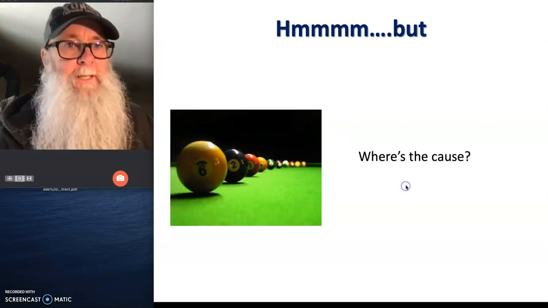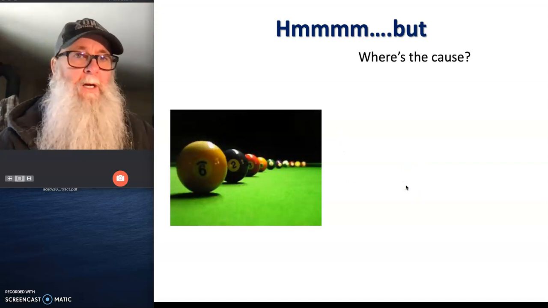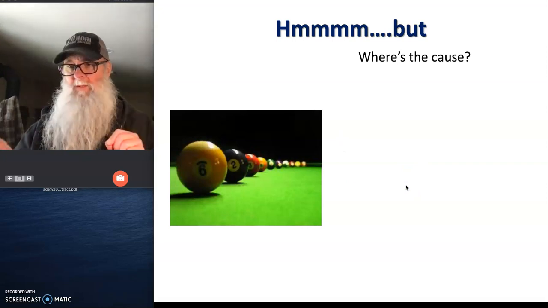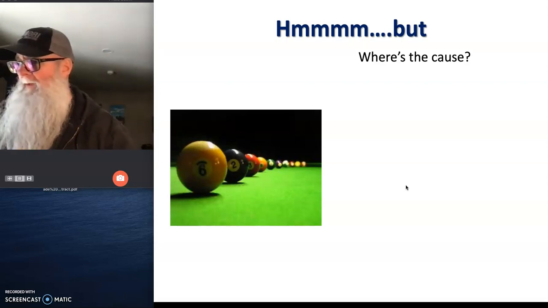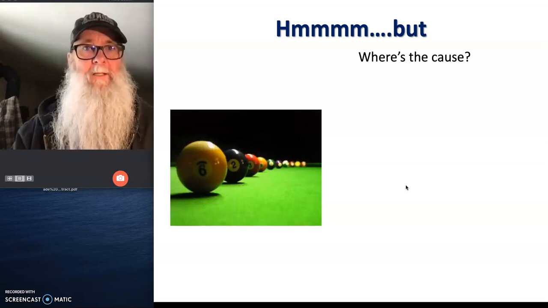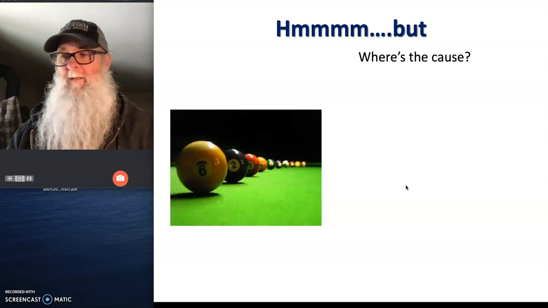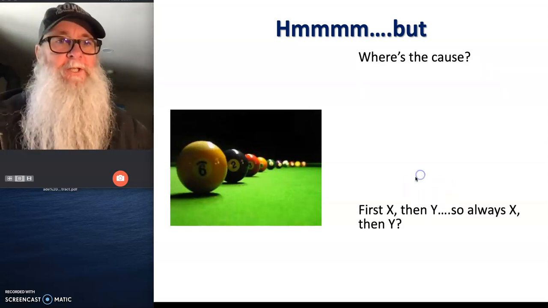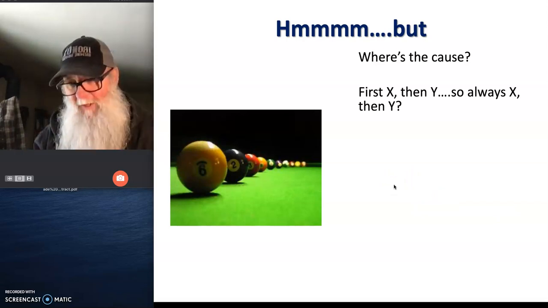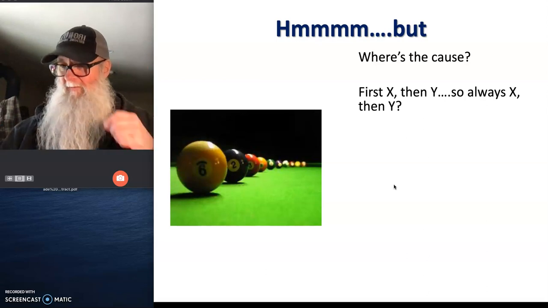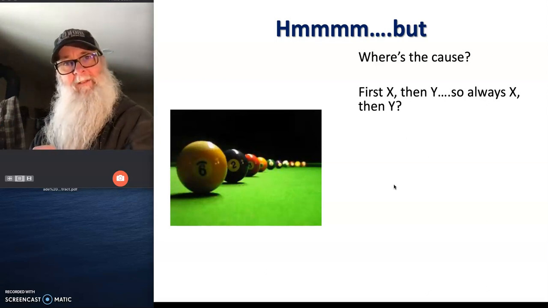And Hume's going to say, well, what's the cause? Where is it? I saw a pool stick move. I saw a ball move. I can see the pool table. Where exactly is the cause? Where is it? And we're looking at Hume and we're saying, well, I can't point to it. I just know that first this event happened, and so then this event happened. And the first event caused the second event.